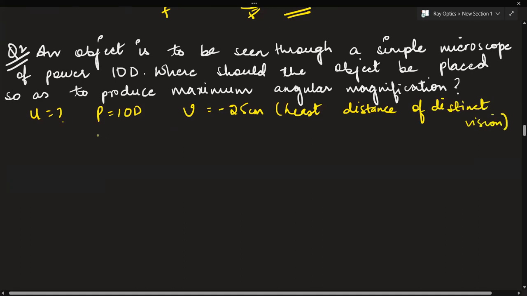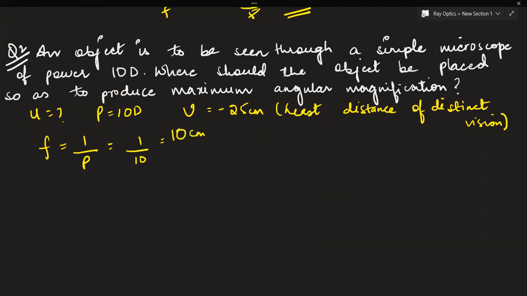All right. Now see what one quantity is missing in order to relate image distance and object distance. Focal length is missing. And see, power is given. So you can easily calculate focal length by 1 by P. That will be 1 by 10 meters. So that will become 10 centimeters.